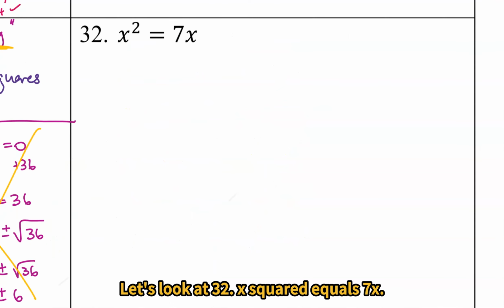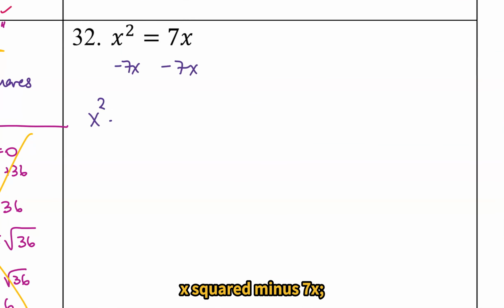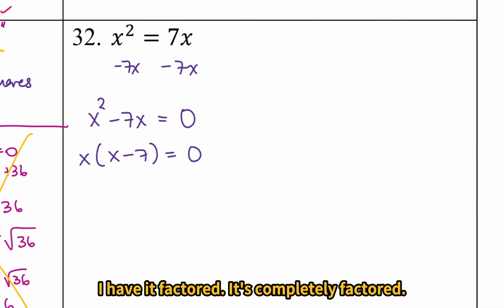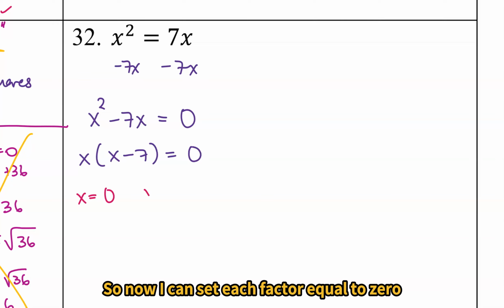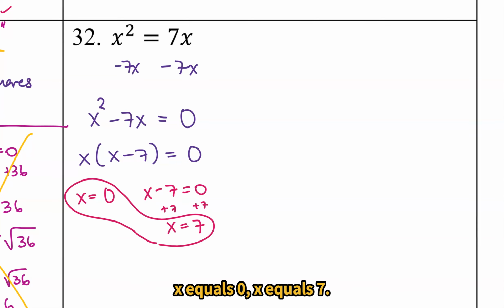Let's look at 32. X squared equals 7x. We need to get it equal to 0. X squared minus 7x. These are not like terms. I don't get to combine them. I have to keep them separate. Look for a greatest common factor. There's an x in both of them. Let's factor that x out. I have it factored. It's completely factored. So now I can set each factor equal to 0 and solve for x. And we have two answers, x equals 0, x equals 7.